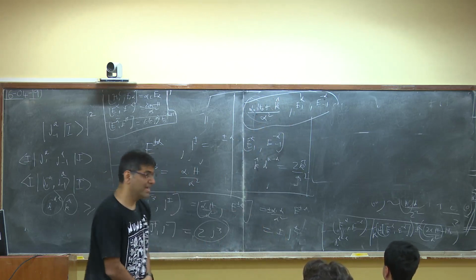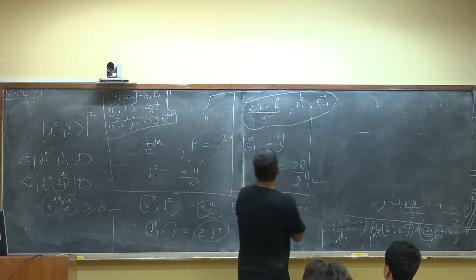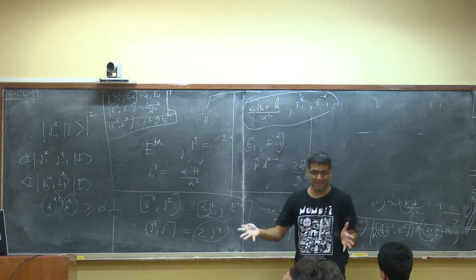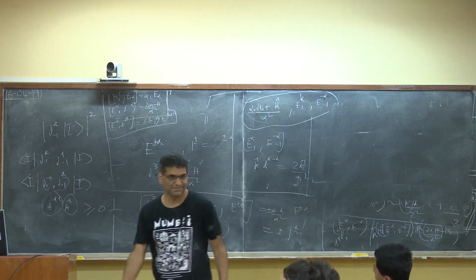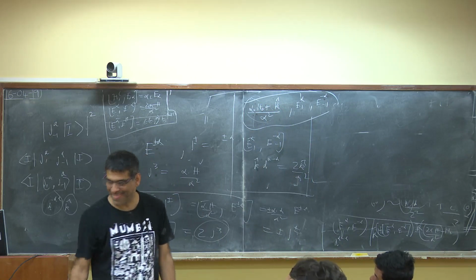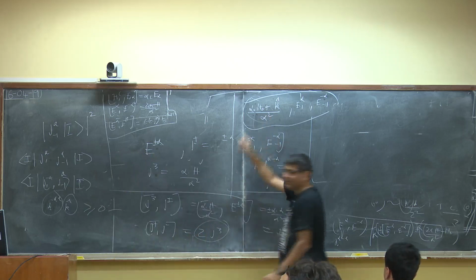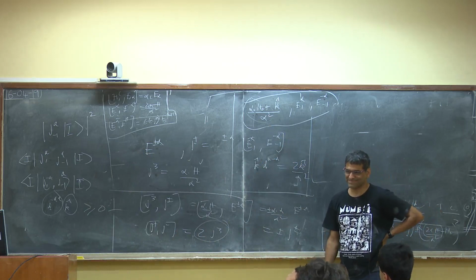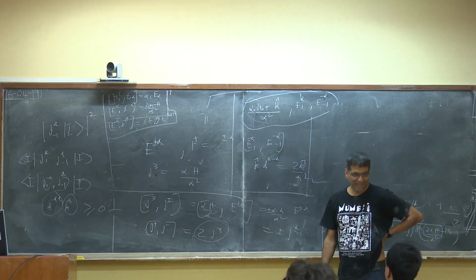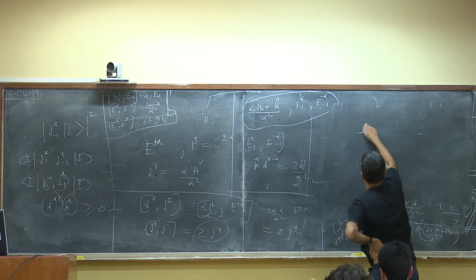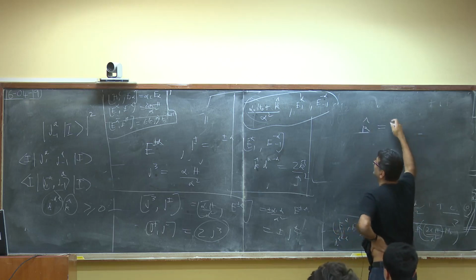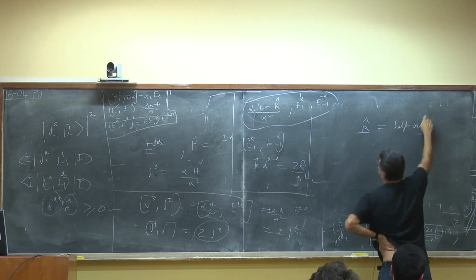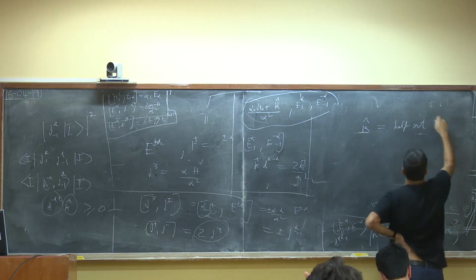Okay? Now, every J3 of an SU2 algebra is a half integer. Therefore, the difference between the two J3s has to be a half integer. Okay? Therefore, k hat has to be equal to a half integer times alpha square.